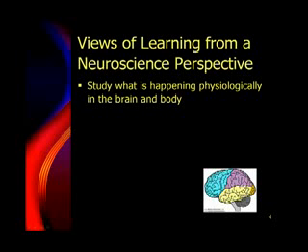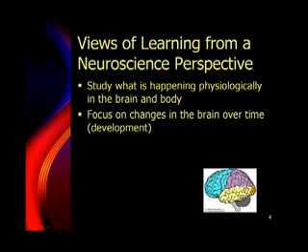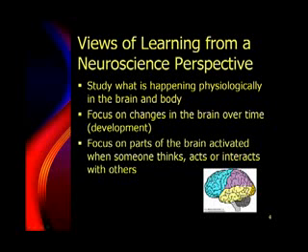From a neuroscience perspective, we were looking at what happens physiologically in the brain and body when someone learns. We were also looking at how the brain changes over time, so the development of the brain. And lastly, we were looking at the parts of the brain that are activated when we perform certain tasks, whether it be thinking, acting, or interacting with others.